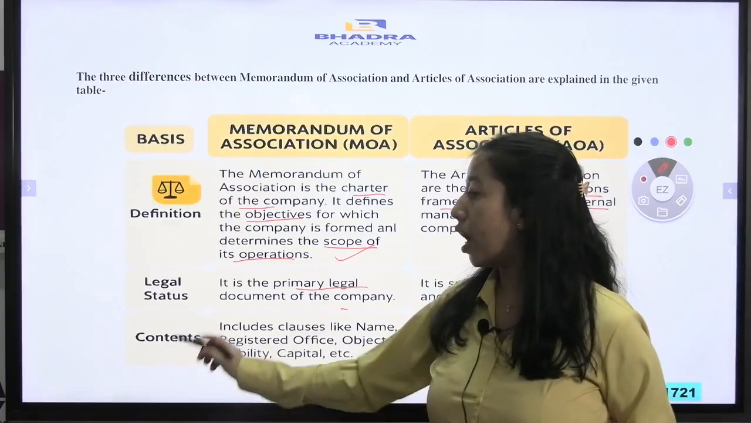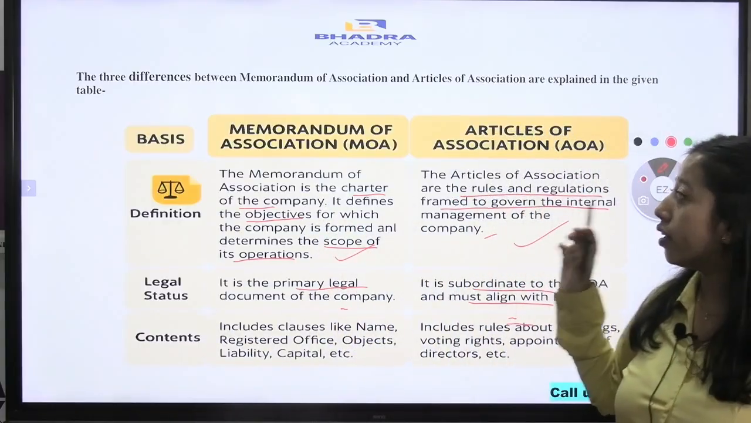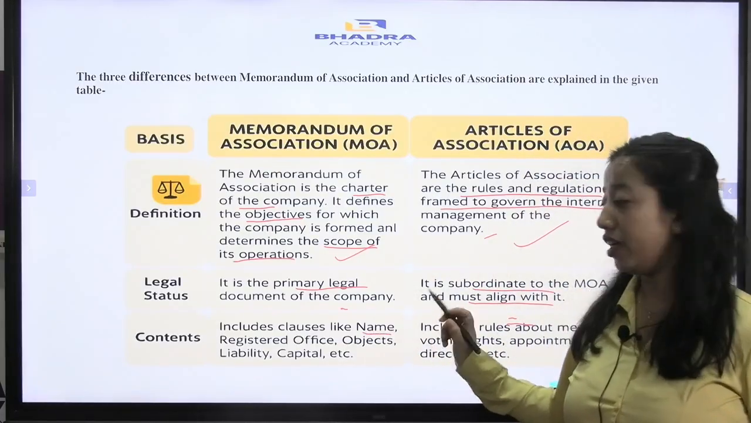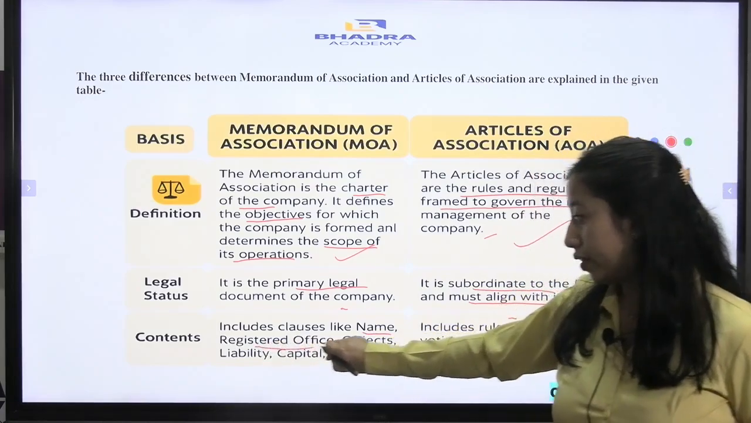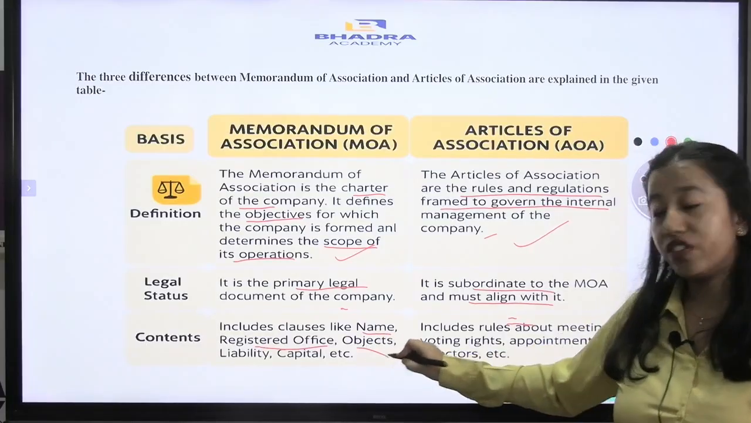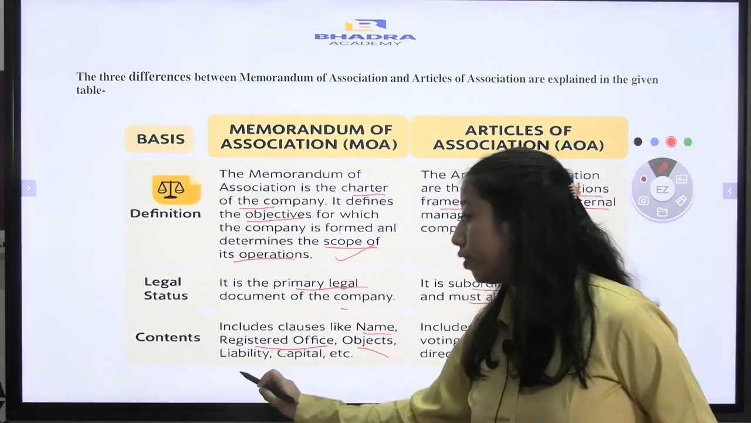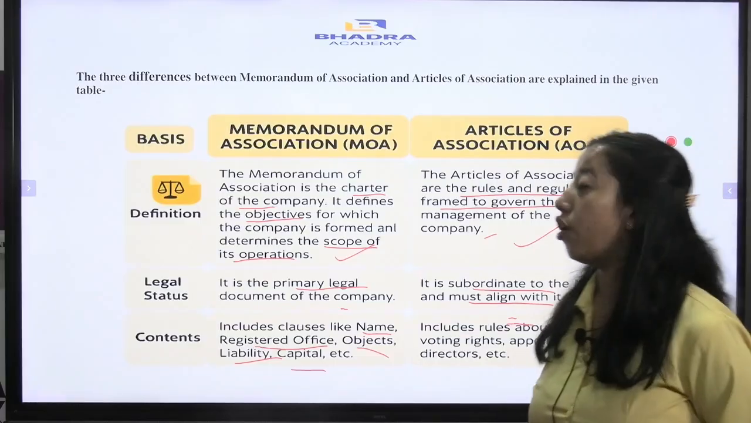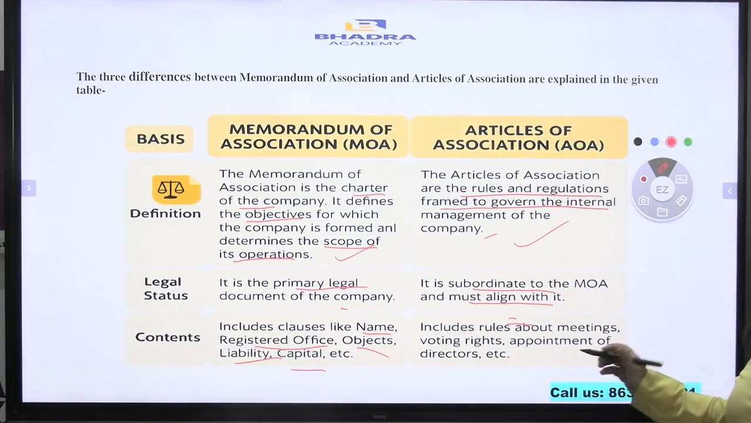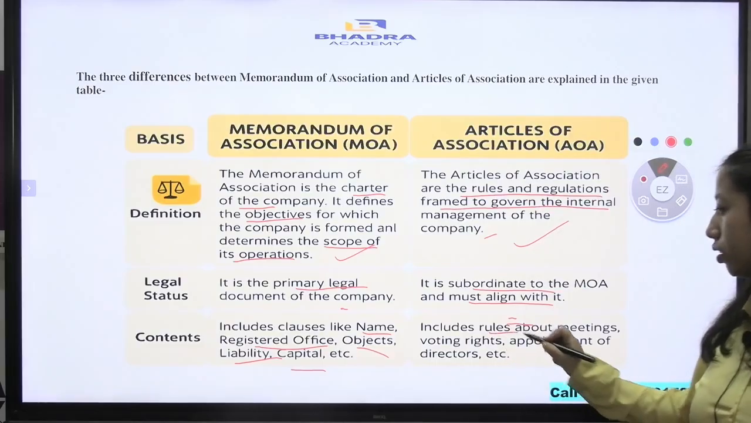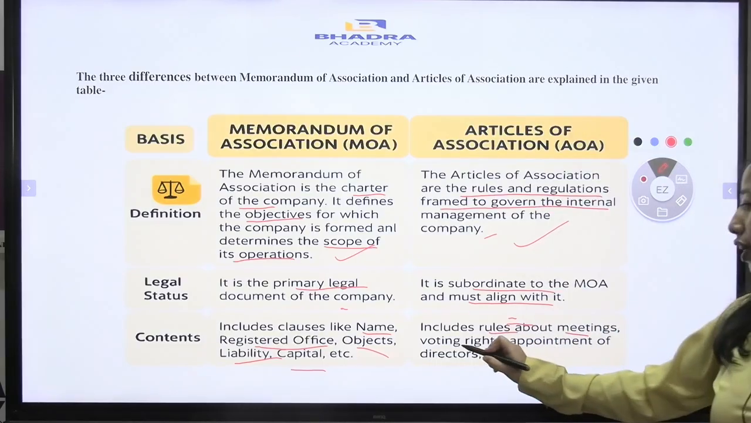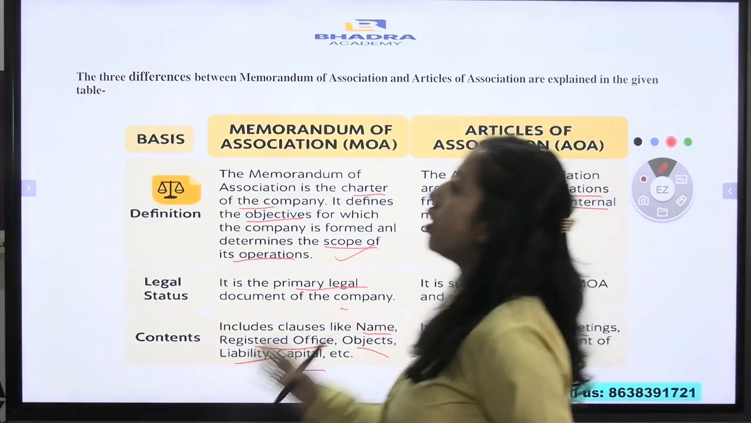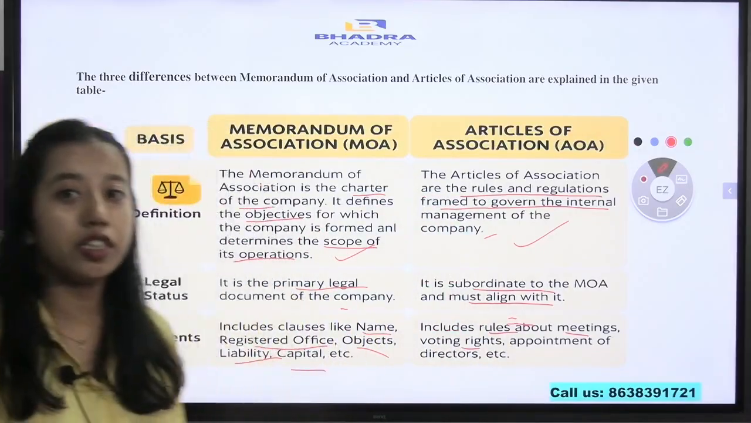Next we have the contents associated with this too. The contents in the Memorandum of Association is, it contains the name of the company, it contains the registered office address, the objectives of the company, how much liability it wants to take, and the capital of the business or the company. For Articles of Association, it mostly contains the rules about meetings and voting rights, appointment of directors and the employees. So these were the points of differences between the two.